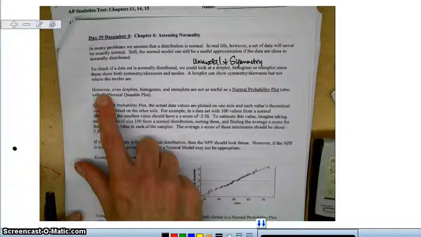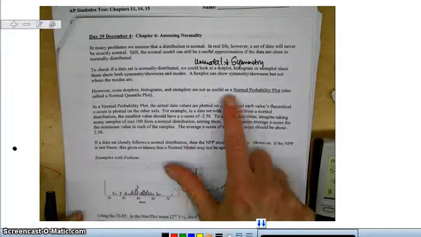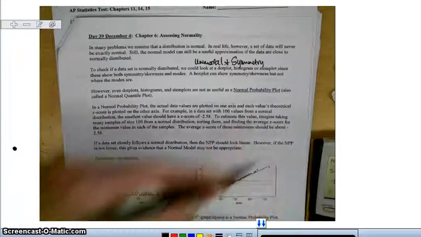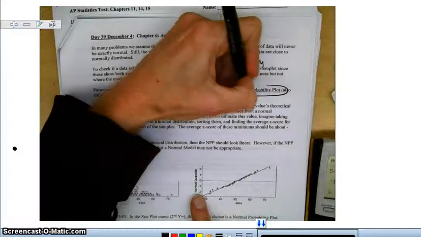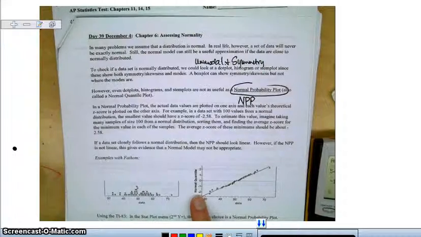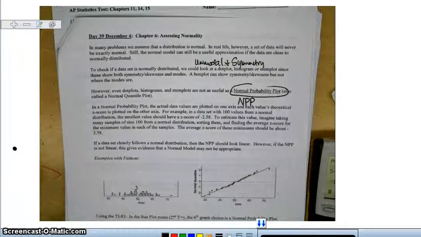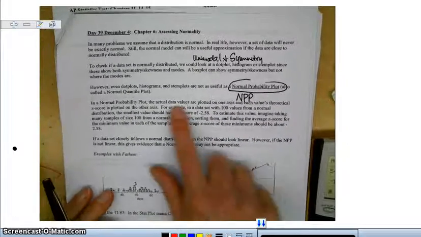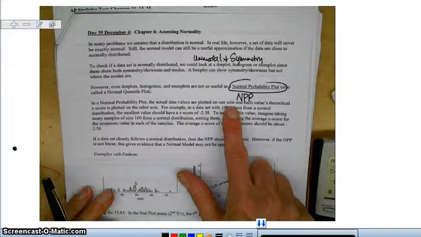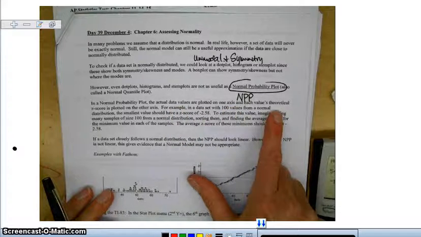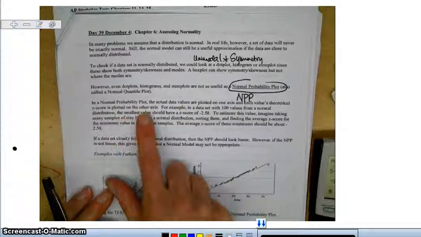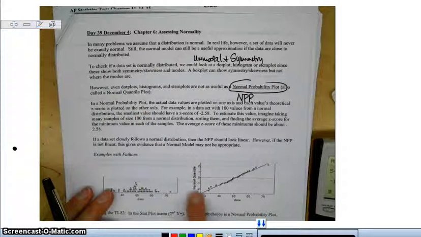However, even dot plots, histograms, and stem plots are not as useful as a normal probability plot. Normal probability plot, called the NPP. Normal quantile plot is what it's referred to sometimes. They've got pictures of it in your book if you read chapter 6. So, in a normal probability plot, the actual data are plotted on one axis, and each value's theoretical z-score is plotted on the other axis. So you're looking at the data and the z-score.